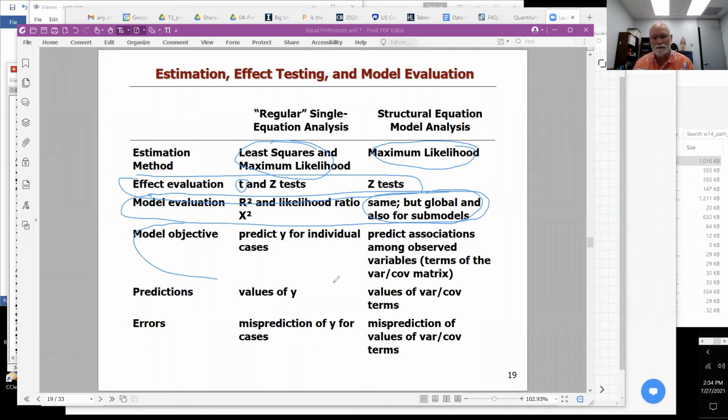What's the objective in the empirical analysis? The objective in regular regression is to predict the value of Y for individual cases.